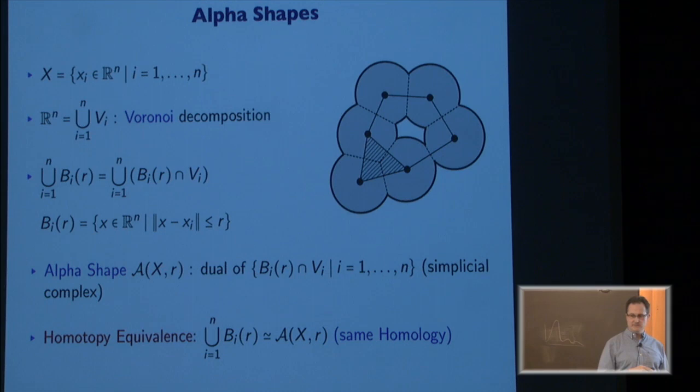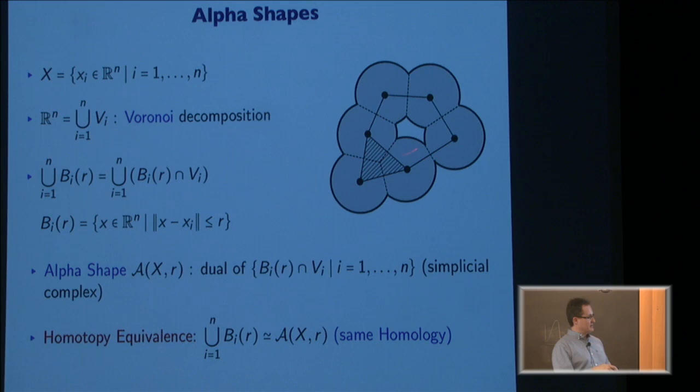Essentially, when you have two balls that intersect, we connect them by an edge. If you have three balls that intersect with no holes in the middle, we put a two-dimensional face. And in three dimensions, you can keep doing like this. That's the general idea. In this way, the alpha complex is a subcomplex of the Delaunay triangulation, because you're computing the dual of the Voronoi decomposition. For this reason, it's very efficient to compute, at least in low dimensions. In dimension 2, 3, or low dimensions, you can efficiently compute alpha shapes. We always get a subcomplex of the Delaunay triangulation of your set of points.